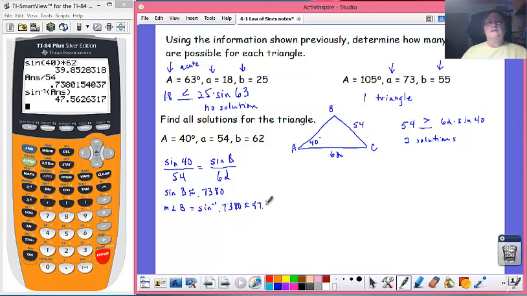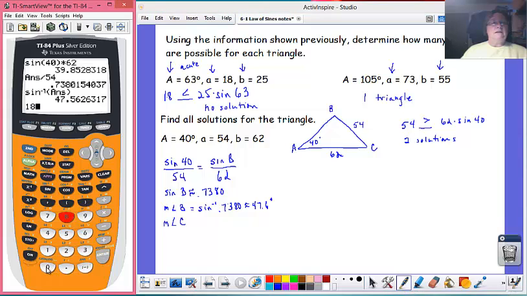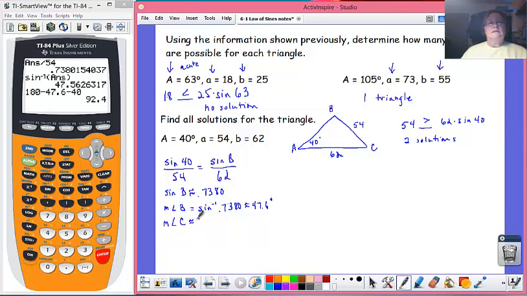Around 47.6 degrees. Once we know the two angles, so this one is 47.6, we can add the two angles we know and subtract from 180 to find the measure of the third angle. And that's what I'm going to do. 180 minus 47.6 minus 40. That other angle C is around 92.4 degrees.